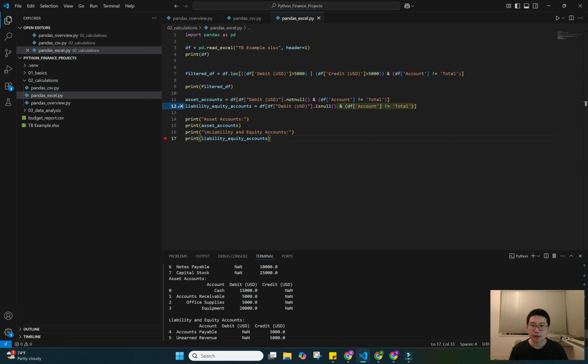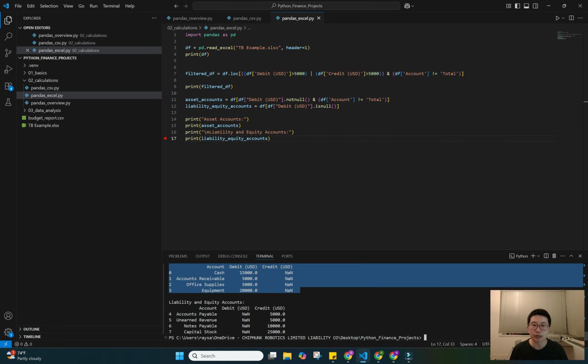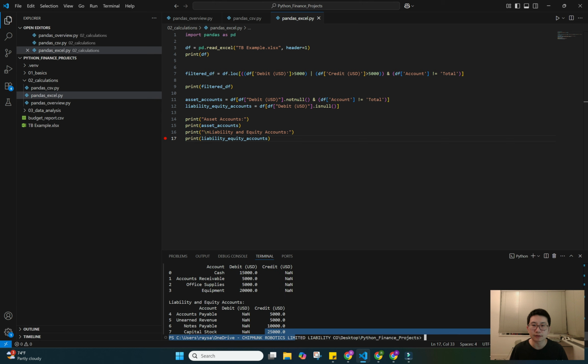Now you see my asset accounts are purely the asset side of accounts. Same thing, the liability and equity accounts are simply the liabilities and the capital stock. So this is how we quickly separate the asset side of the balance sheet from the liability and equity side of the balance sheet using the isnull and notnull methods. Thank you very much.